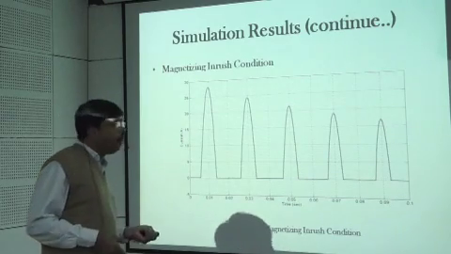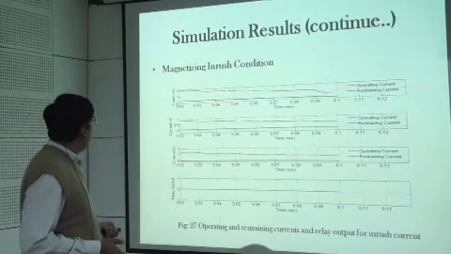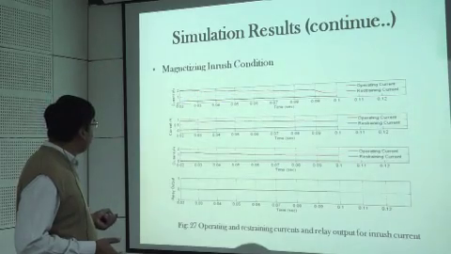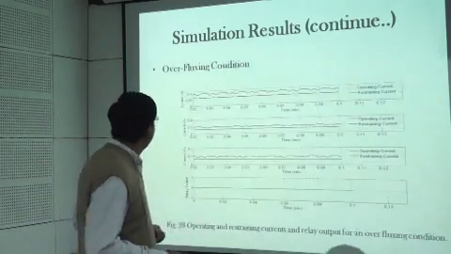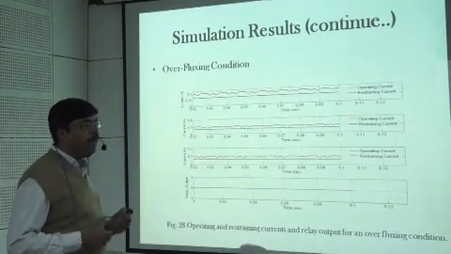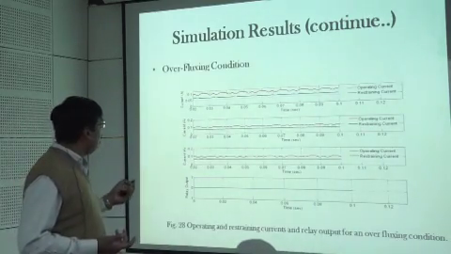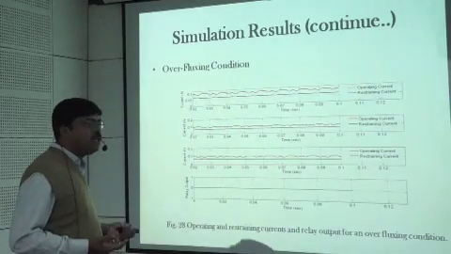Then inrush current waveform. For magnetizing inrush, operating is above restraining, but the relay is not issuing a trip signal based on the second harmonic restraint feature. Overfluxing, if the E by F ratio exceeds the limit, although operating is more than restraining, the relay is not issuing a trip signal.